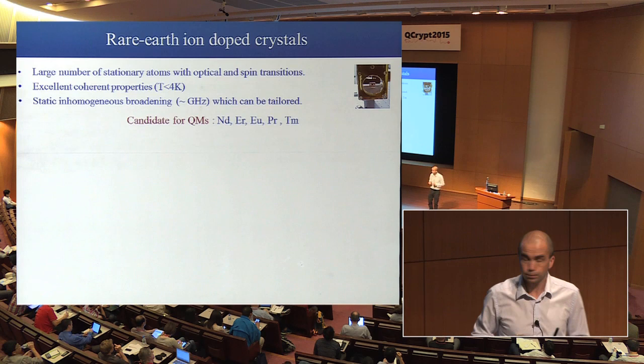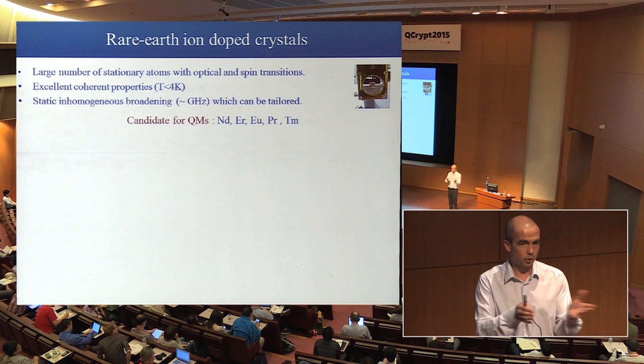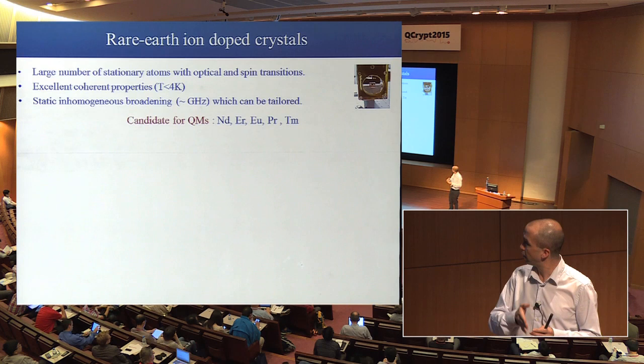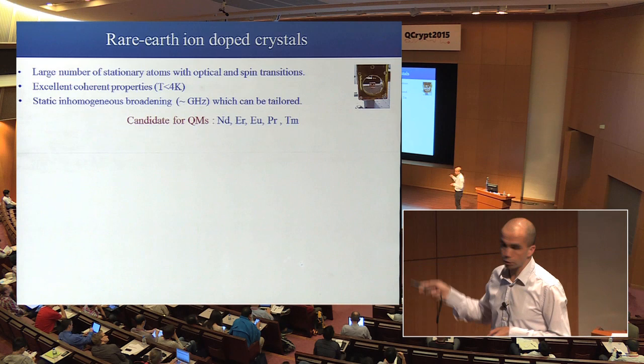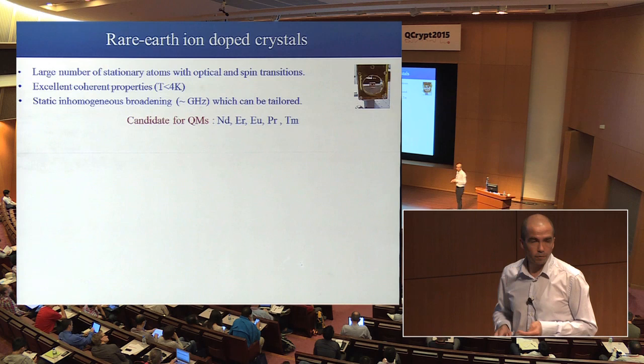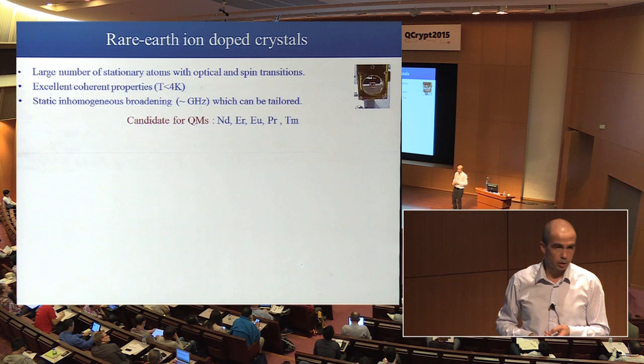But the nice point is that this is now fixed. It's not like Doppler broadening where you have collisions that change all the time. The inhomogeneous broadening is fixed. So this means that we can start to carve some shape into this inhomogeneous broadening, for example. So we can tailor the absorption in the crystal, and this will be very important. There are several candidates that have been proposed and used as quantum memories: neodymium, erbium, europium, praseodymium, and tellurium.